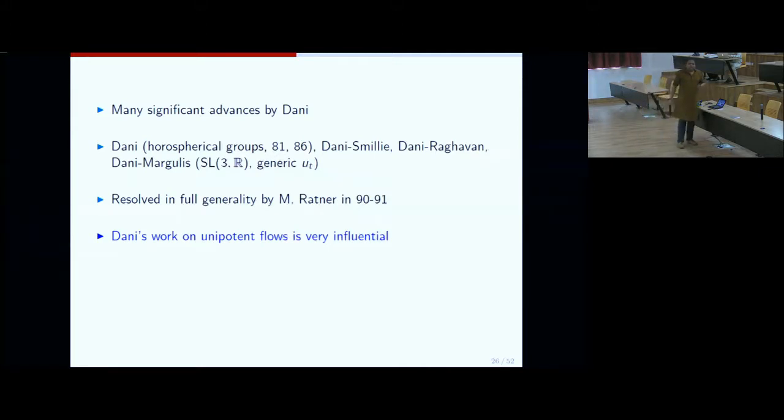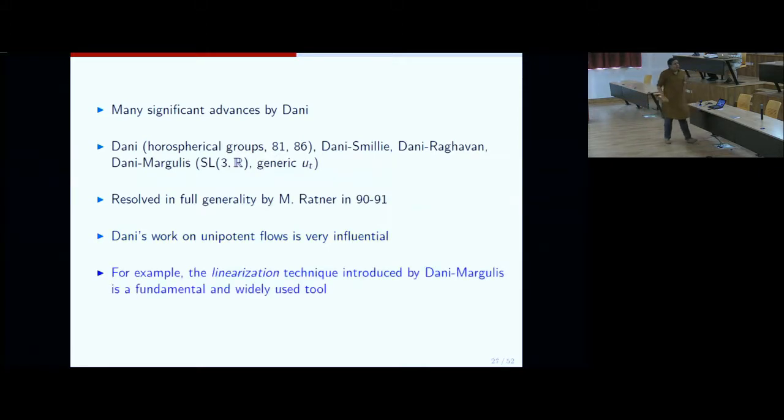One of them is this technique called linearization, which is a beautiful piece of work. It was introduced in a paper of Dani and Margulis. And essentially, one of the reasons unipotent flows are more well-behaved is that they're somehow polynomial in nature, okay?